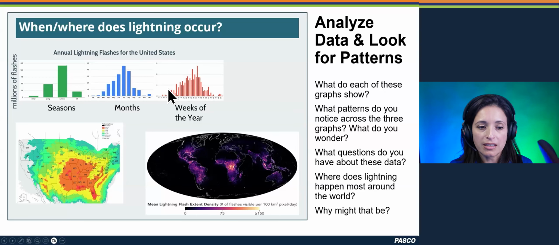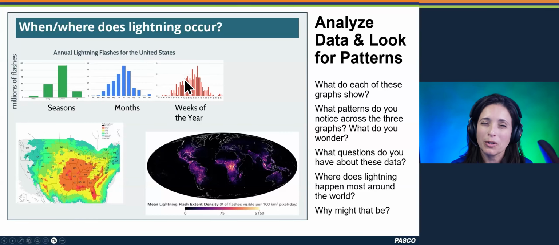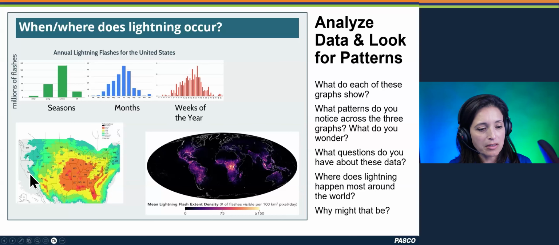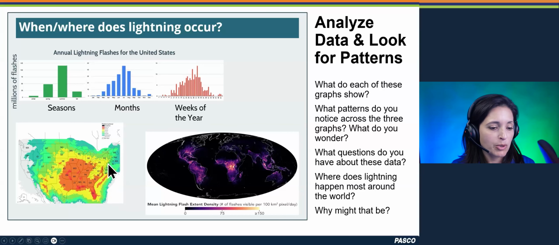And students will notice, hey, the middle of the year is always the highest number of flashes in millions of flashes. Why is that? Well, it's warm. Okay, what about the number of flashes per year in the United States alone? Well, the highest seems to be where it's hot and humid in this region, and then over here on the West Coast, where there's a lot of mountains and stuff, it seems to not happen as much.